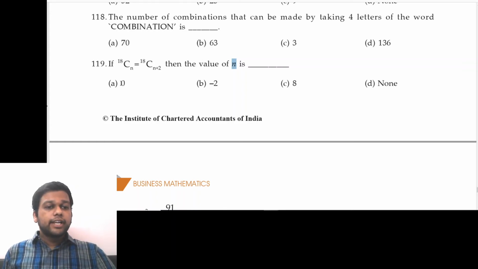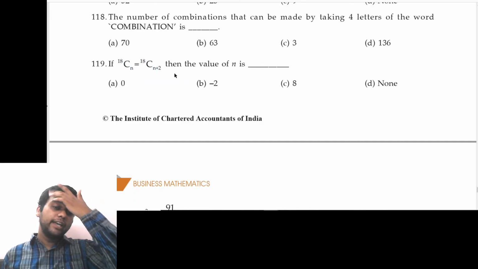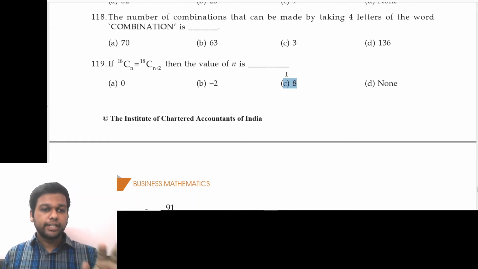Now, first of all, it cannot be 0. It cannot be minus 2, right? Because 18C0 cannot be equal to 18C2, and minus 2 is not possible, right? So let's check for it. We don't need to check actually.